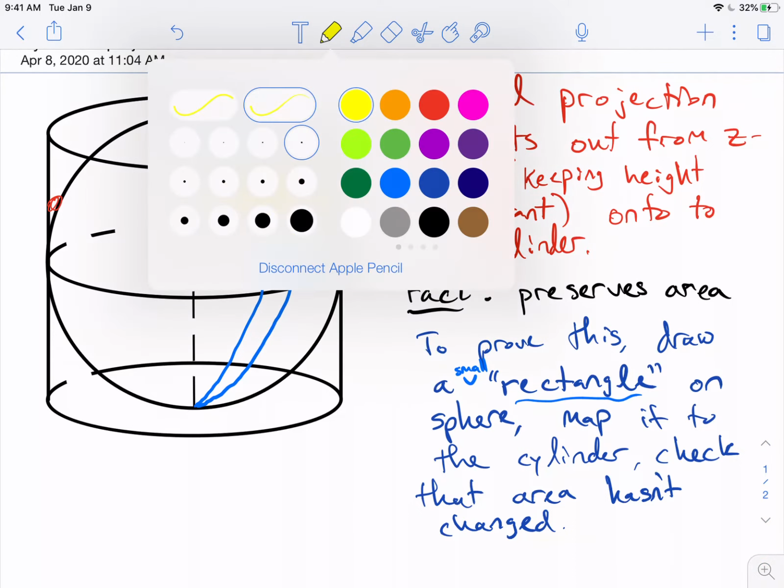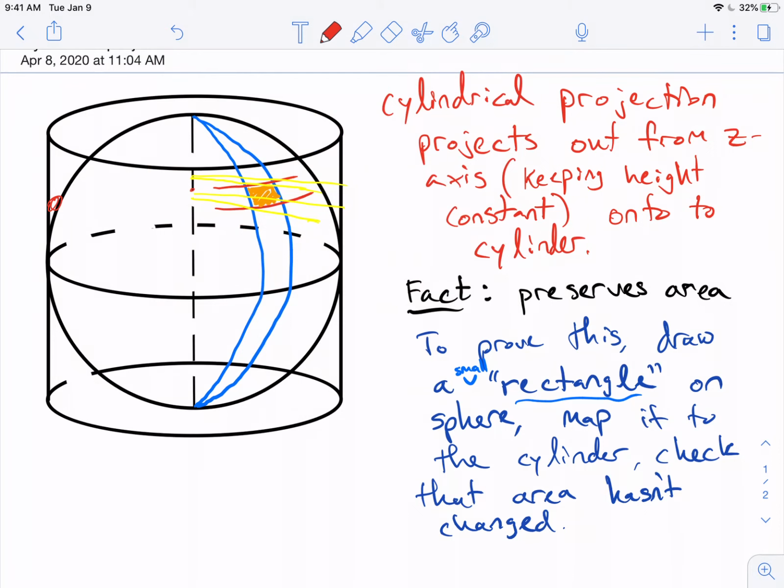And so what we get on the sphere, the top and bottom have constant height, and these longitude lines project to vertical lines on the sphere. And so we get something which, sorry, on the cylinder. So we get something on the cylinder which is actually a rectangle because both the top and bottom and left and right sides are actually geodesics. So that's what the projection is going to look like.